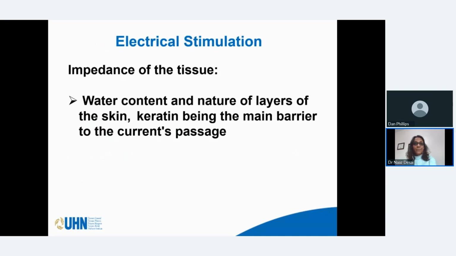So impedance of the tissue. When we talk about impedance of the tissue, it's really the resistance that the tissue offers to the flow of current. And what we know is that tissues that have higher water content allow easier passage of flow of current. So for example, if you're stimulating a muscle, because the muscle has a larger water content, electrical current will pass more easily through a muscle. And on the same note, because water content in fatty tissue and bone is less, electrical current does not pass that easily through those structures. The nature of layers of the skin plays a role, keratin being the main barrier to the current's passage.